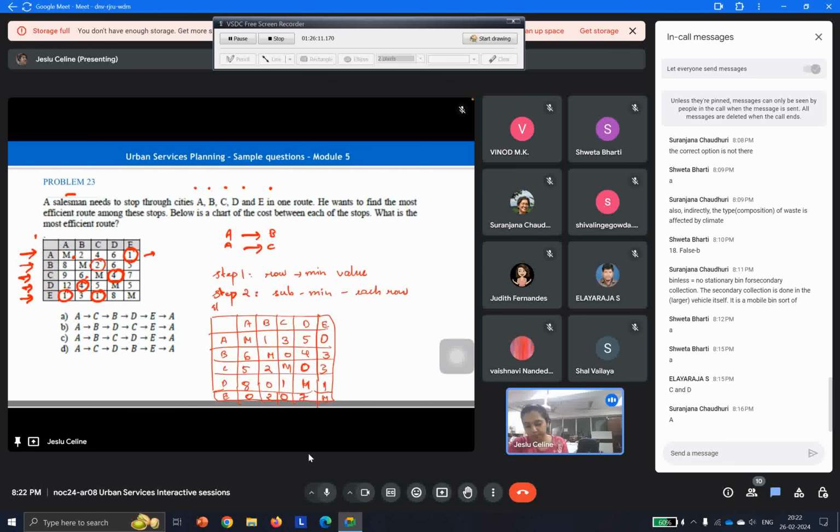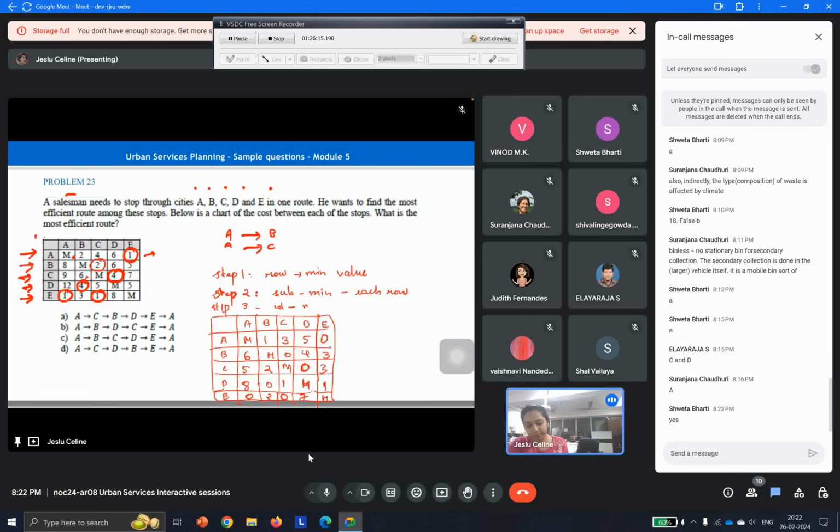Now step 3 is that in each column, identify the minimum value. Whatever we did in step 1 for rows, now we're doing for each column.